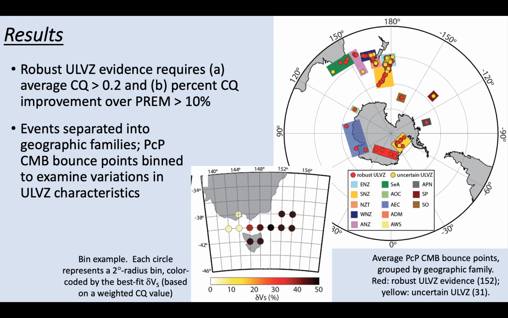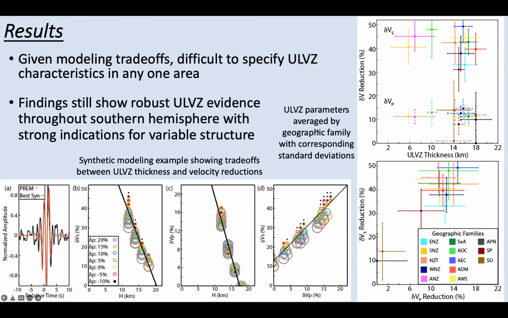We also decided to take each family and find an average ULVZ value so that we could report a family value with corresponding error bars. And that's the plots shown here on the right. So again, we're plotting the ULVZ characteristics: thickness, VS reduction, VP reduction, and they're color coded the same way. So the colors, again, correspond to the different families.